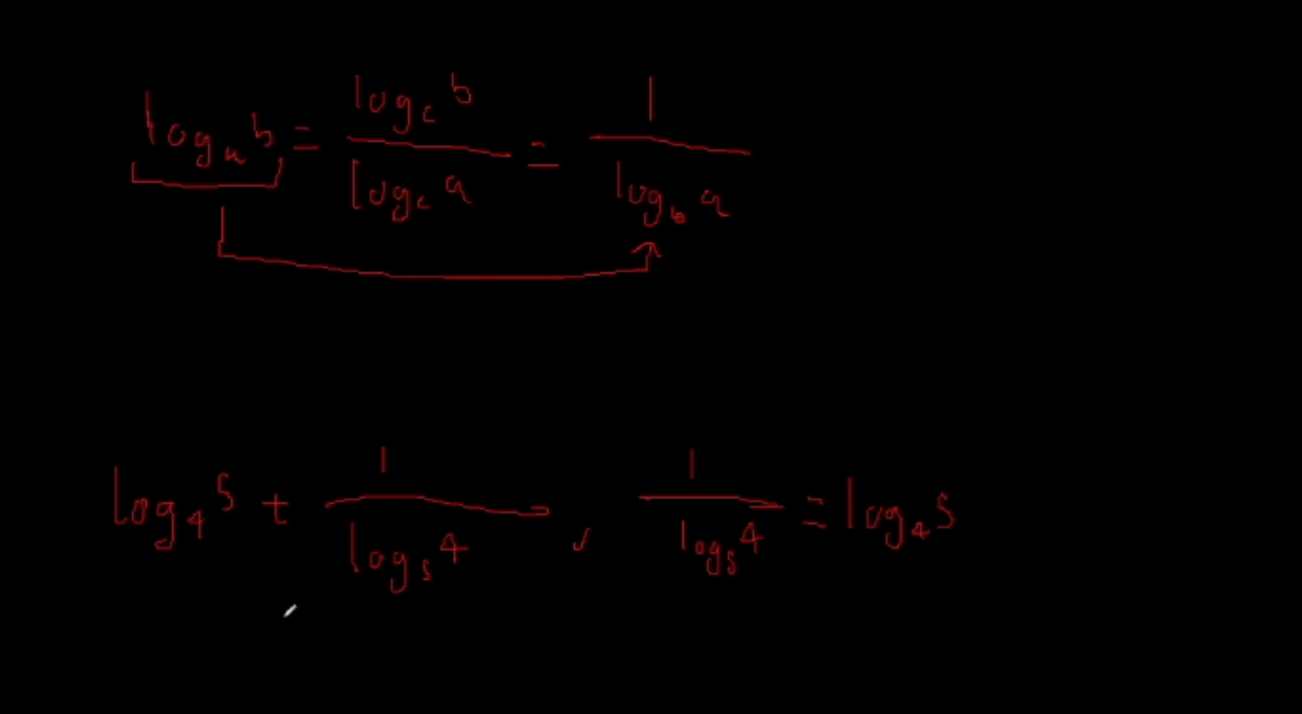So then, if we write the equation again, we'll have log base 4 of 5 plus log base 4 of 5. And of course we just multiply the 5, so we get log base 4 of 25.